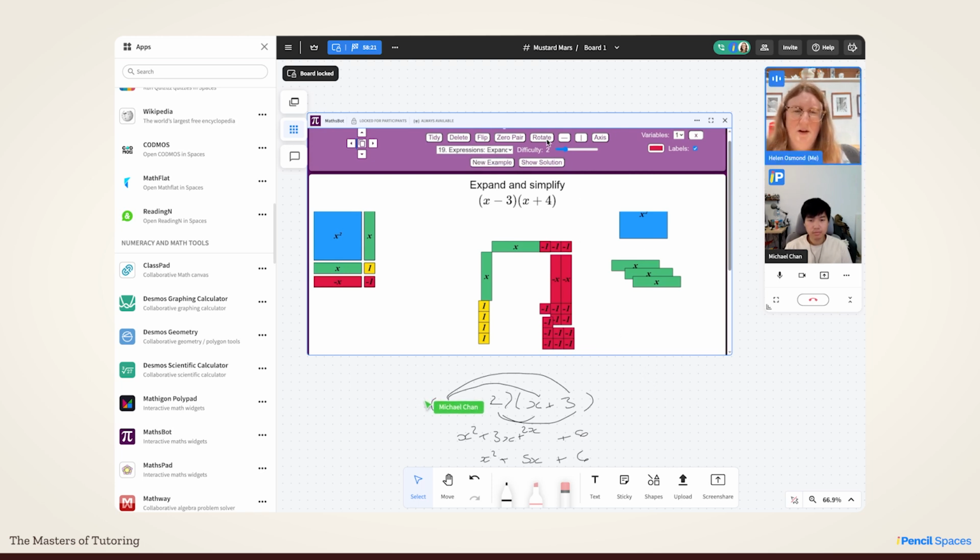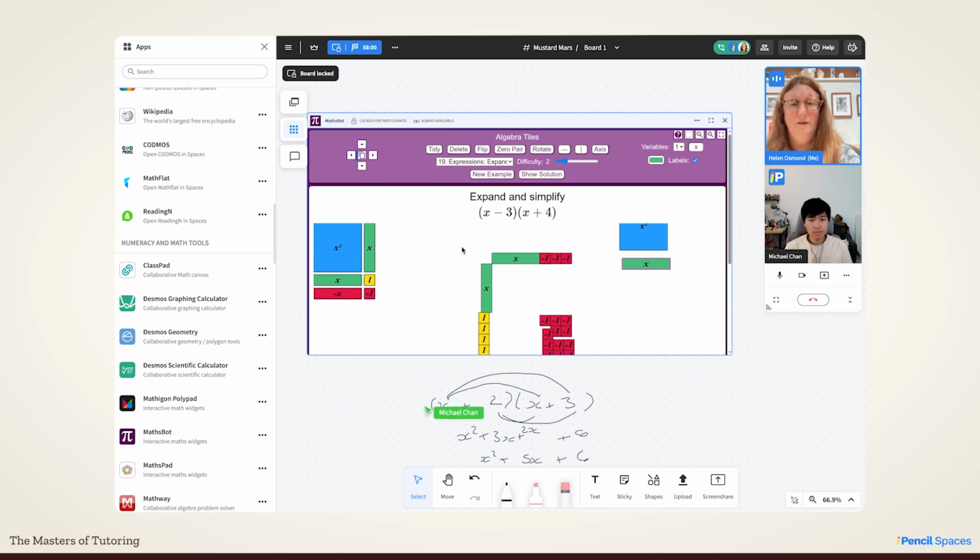I can also use the button up here that says 0 pair that will allow me to pair up my zeros. So I can combine those together. Let's rotate it around. There we go. And it just leaves me with the 1x left. So students again can see how these things cancel out to give us the numbers that we require. So MathBot is a brilliant tool for this.